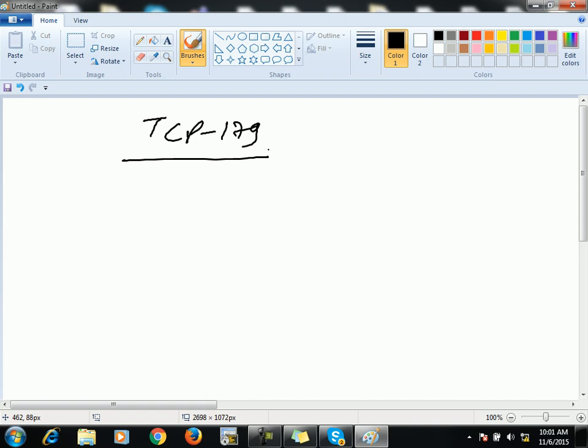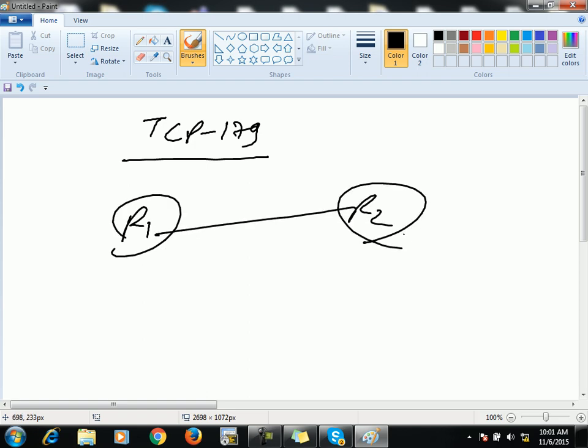BGP does not use either UDP or an IP protocol number, right? It uses TCP port number 179, which means that whenever you try to form BGP peering between two routers, first of all a TCP connection will be formed between those two devices, right? So first they will form a TCP connection, and only then can they send any information related to BGP.